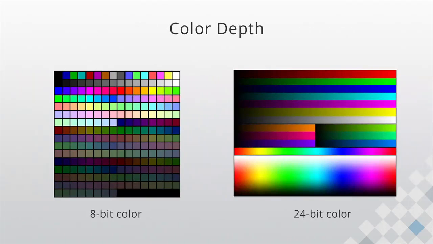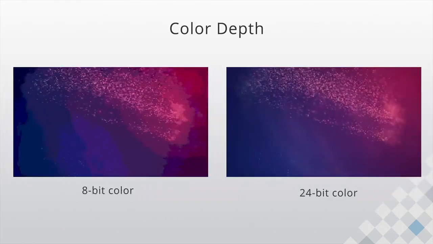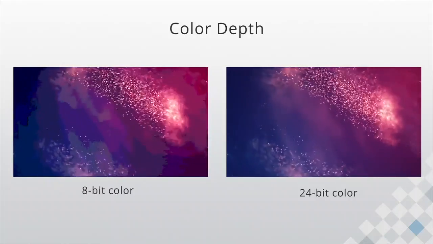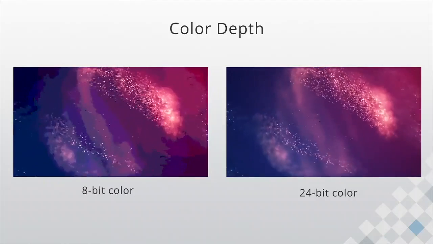Color depth is a measure of how much memory the computer uses to display colors. 8-bit color images use 1 byte of data for each pixel, which means each pixel must be one of these 256 colors. 24-bit color, which uses 3 bytes for each pixel, can use millions of different colors. Again, compare these 2 videos. The better the color depth, the more realistic the video appears.